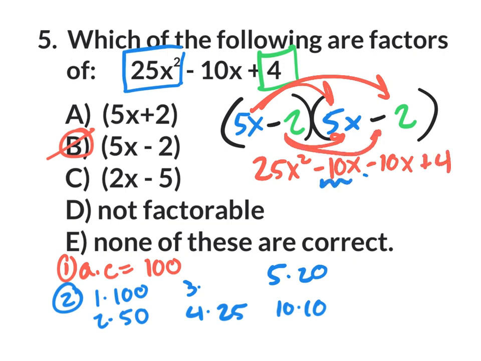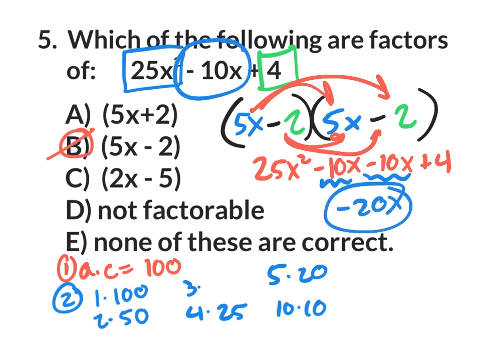What do I need to do with these middle terms? Combine them. I end up with a -20x. Is this middle term up here -20x? No, so the whole thing doesn't work. It just doesn't work.